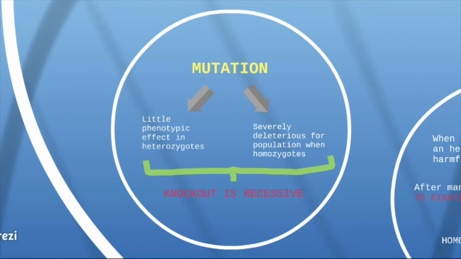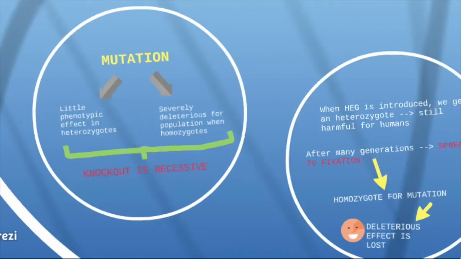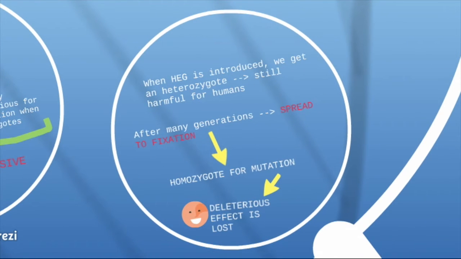The target gene is chosen such that the knockout mutation has little phenotypic effect in heterozygotes, but is severely deleterious in homozygotes, which means that the knockout is recessive. We introduce the mutation, as explained before, so that we obtain a heterozygote, and the population is still toxic for humans. We have to wait many generations until the individuals are homozygotes for the mutation, which is called spread to fixation.